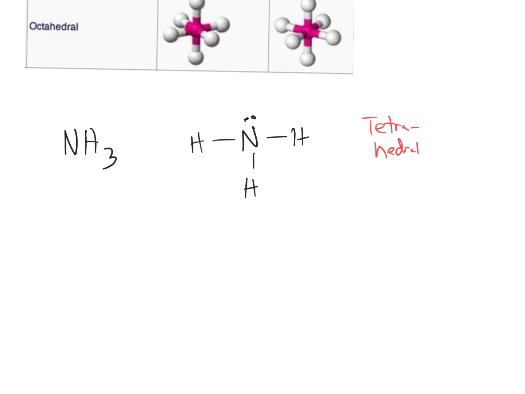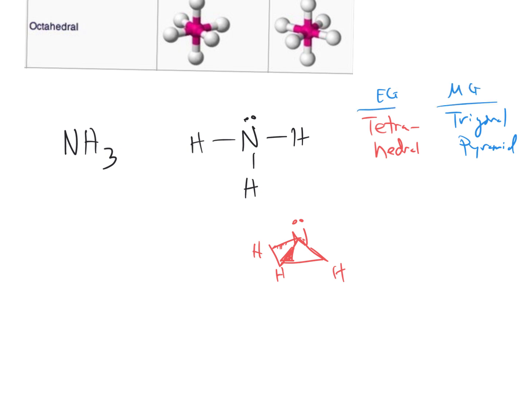Trigonal pyramid. So this one, if I draw it, looks like this. We're going to draw it exact same way. Why do we call that a pyramid? Because that's what it looks like, right? If we don't worry about the lone pair, if we just worry about the bonded atoms, it looks like a pyramid with a triangular base. Trigonal pyramid. Are we good?